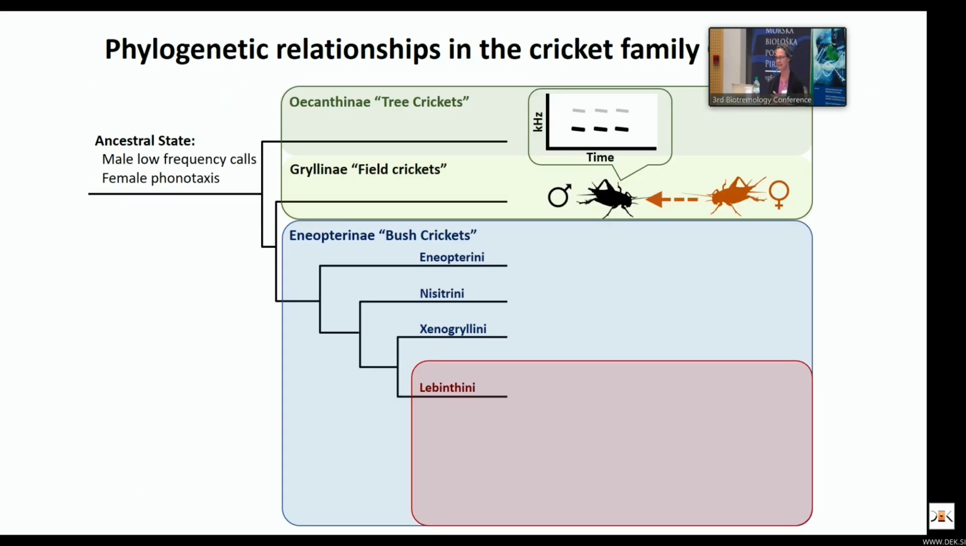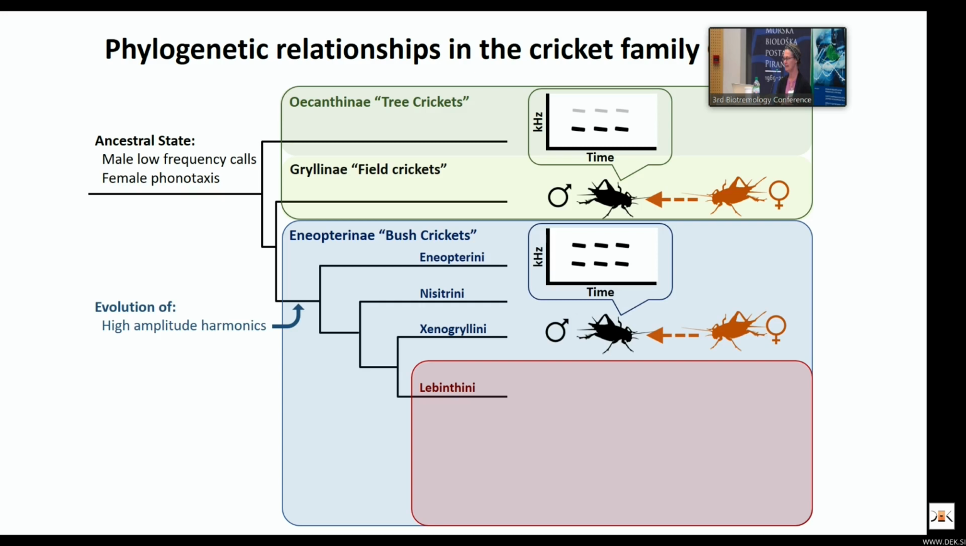So what we know is that within the family Gryllinae of crickets, the ancestral state is males singing, females doing phonotaxis. And then we have this subfamily, the Eneopterinae. What's interesting about them is they start to put a lot of energy in their song into the higher frequency harmonics. Whereas the Gryllinae and tree crickets have most of their energy at 5 kilohertz, these Eneopterinae are putting equal amounts of energy at 5 and 10 kilohertz.